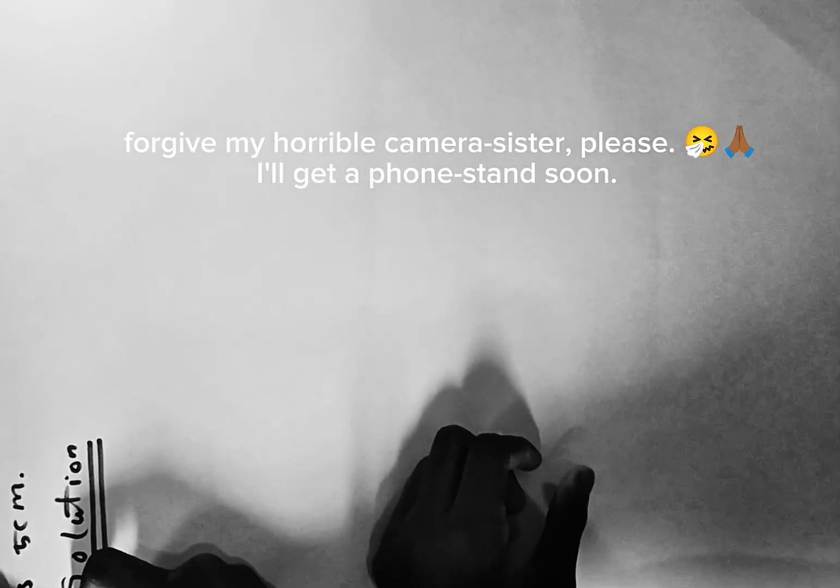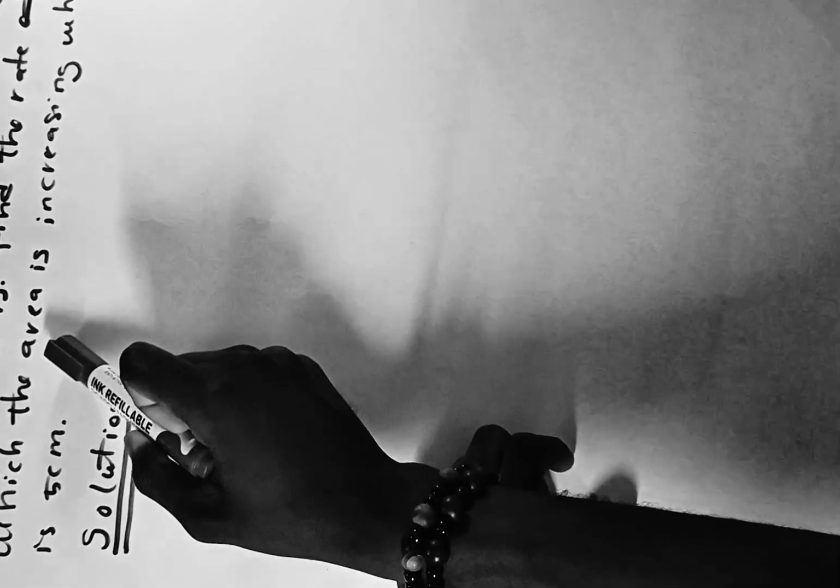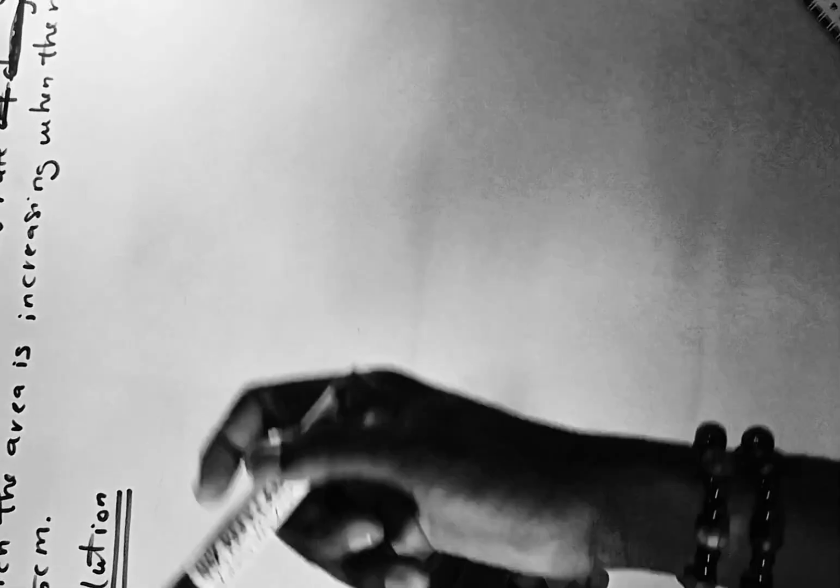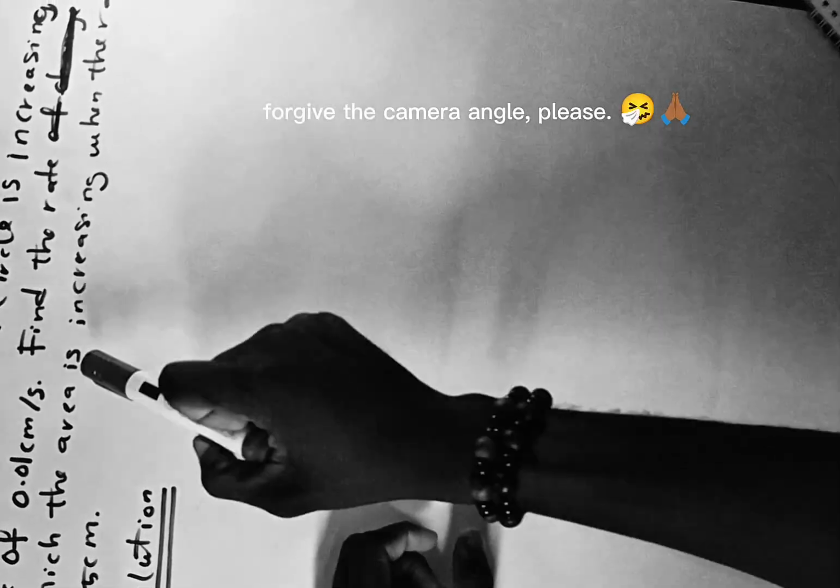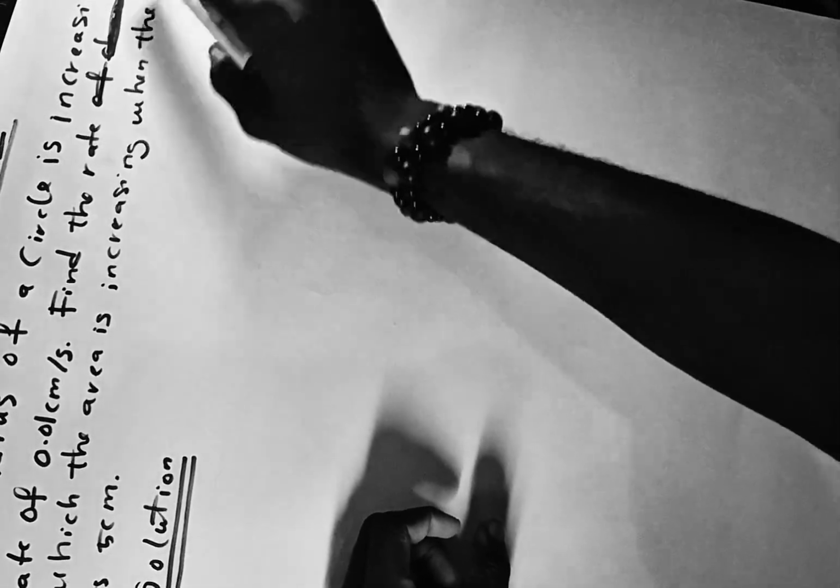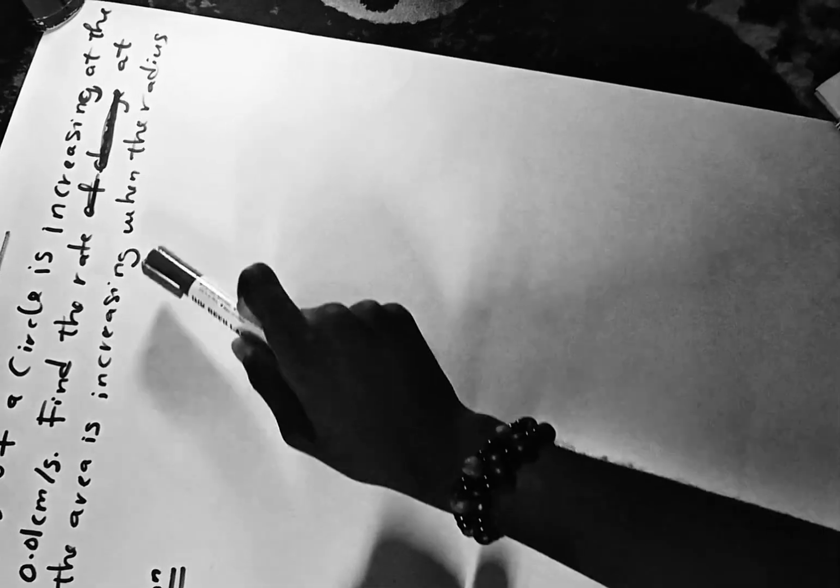Practice question goes thus. It says the radius of a circle is increasing at a rate. Remember, that means this radius is increasing with respect to time at a rate of 0.01 centimeter per second. That means per second of time, the radius is increasing by 0.01 centimeter. That means 1 second, 0.01 centimeter, the next second, 0.01 centimeter, and so on indefinitely. It then says, find the rate at which the area is increasing when the radius is 5 centimeters.